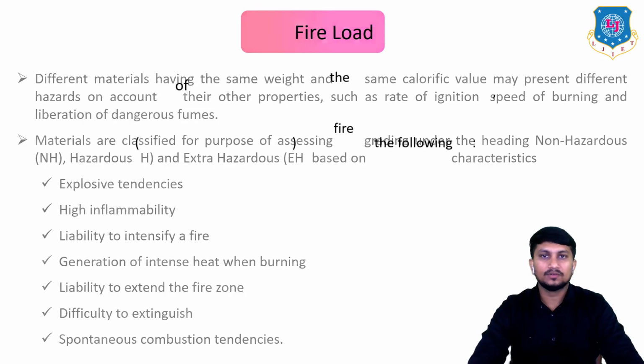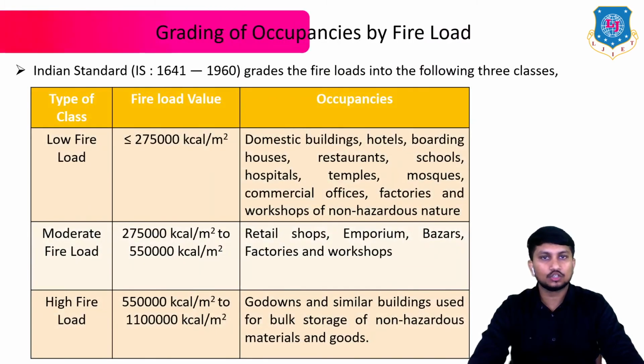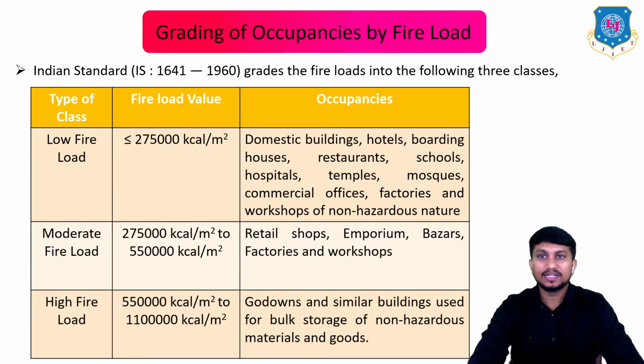Okay, now let's see grading of occupancies by fire load. Indian Standard IS 1641:1960 grades the fire loads in the following three classes: low fire load, moderate fire load, and high fire load. In low fire load, the fire load value is less than or equal to 2,75,000 kilocalorie per meter square.